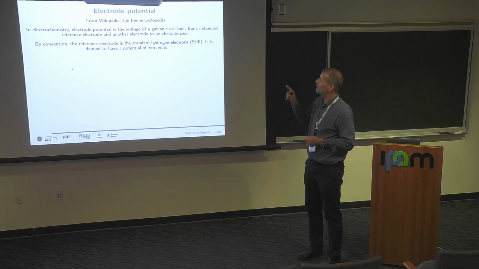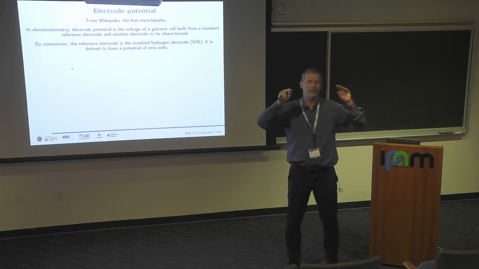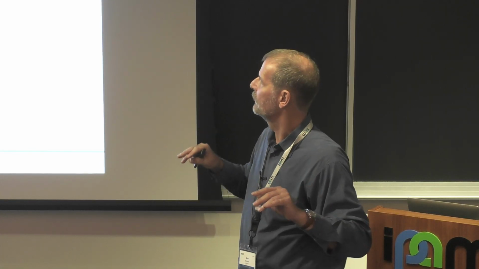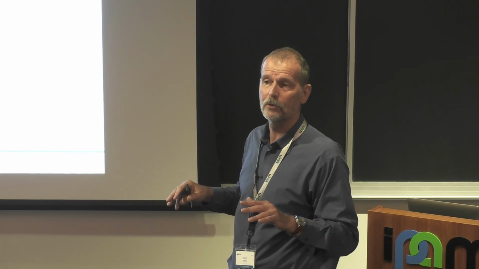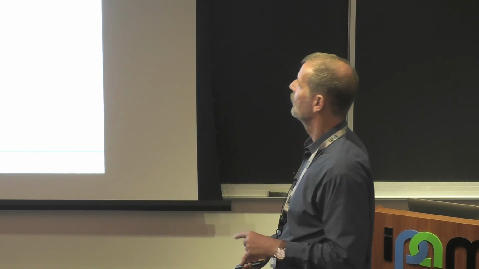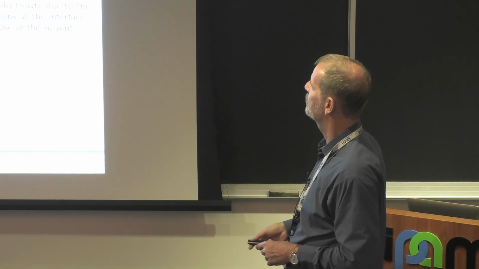And then by convention, the reference electrode is the standard hydrogen electrode. It's defined to have a potential of 0 volt. But again, of course they are right. You have the three-electrode setup, and you measure it. You have to have a reference electrode in order to measure it. But again, as I just said, in principle, if you have an electrochemical cell in equilibrium, there's no voltage in the cell itself. There's a voltage between the reference electrode and your working electrode, but not in the cell itself.